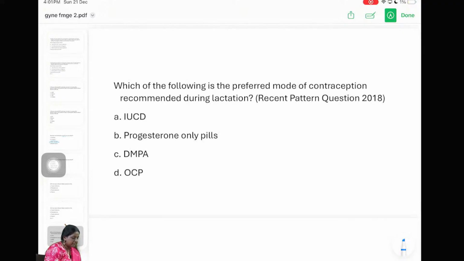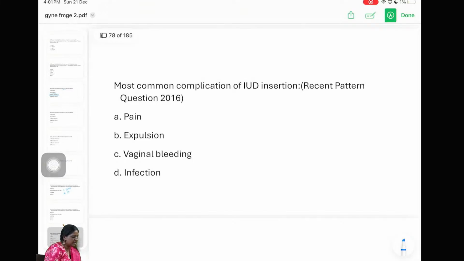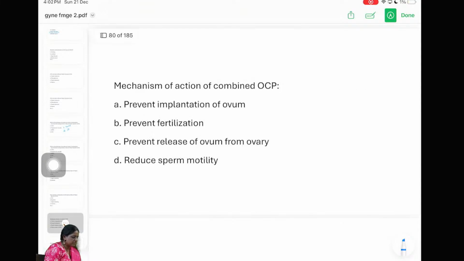Which of the following is a preferred mode of contraception recommended during lactation? OCPs should not be given. IUCD. Simple. Government will do only two things during pregnancy and lactation. One is IUCD, another one is sterilization. Because those two are the safest ones. Most common complication of IUCD insertion? Yes. Mechanism of action of OCPs?